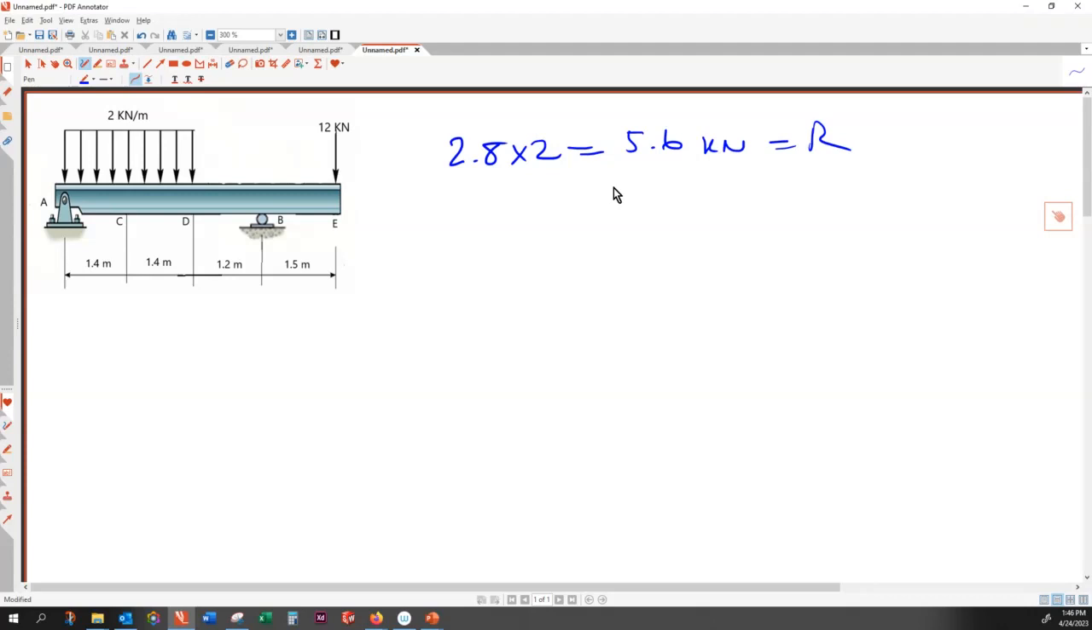There are three zones. Please watch the recorded lecture where you missed this, and then you find out how we distinguish. So one zone is between A to D, the other zone is between D to B, the third zone is between B and E. But the first thing is you have to have the reactions before you can start plotting the internal forces. So I make a quick solution for that.